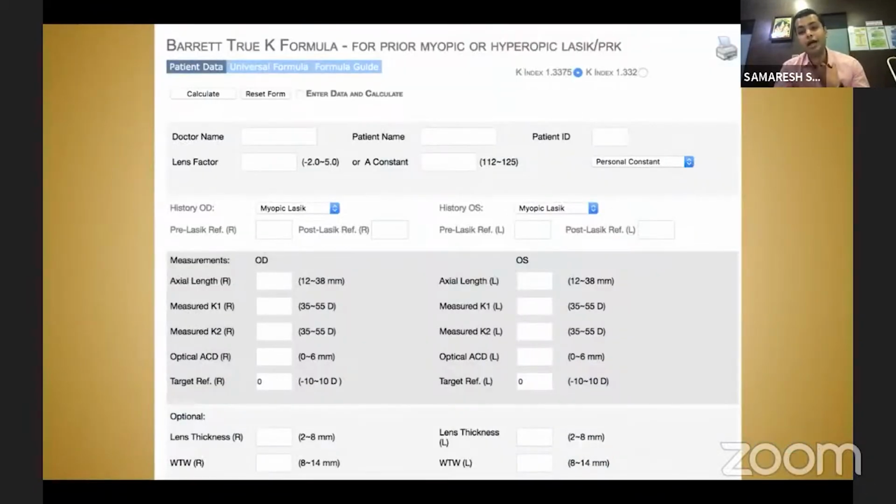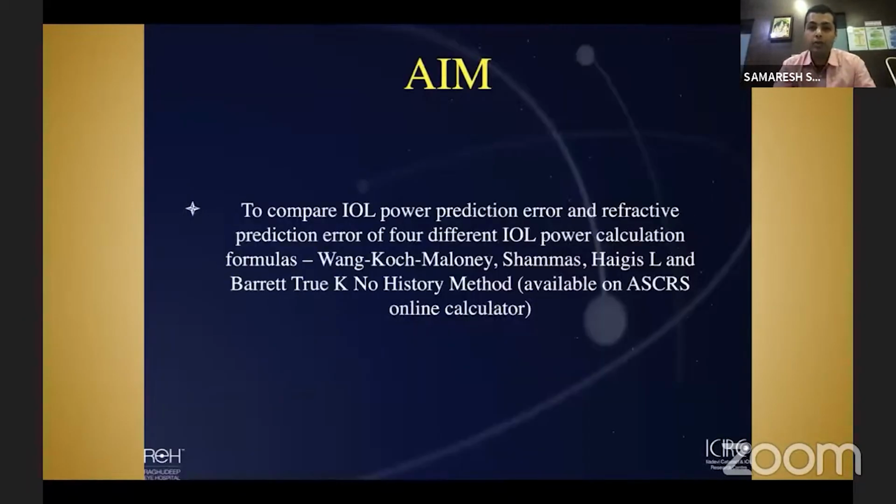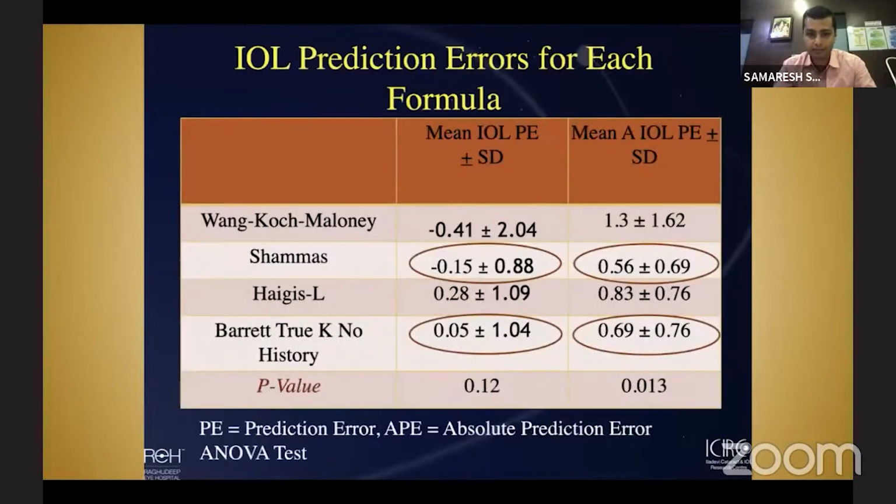To address the elephant in the house, we've been using the Barrett-Truquet formula, and with that formula, we did a study which we published, which was to compare the IOL prediction error and the refractive prediction error of 4 commonly used formulas. The Wang-Koch, Maloney, Shamas, and the Barrett-Truquet, which is available for free on the ASCRS and APSCRS sites as well.